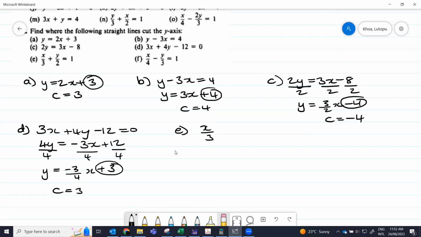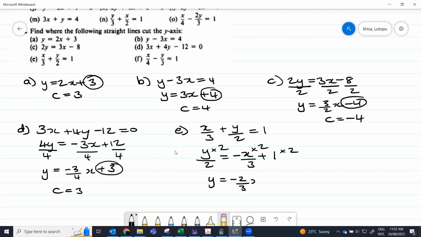Then x over 3 plus y over 2 is equal to 1. So first we have y over 2. This is minus x over 3 plus 1. Multiply everything by 2. So y is equal to minus 2 over 3x plus 2. This is our constant term, so c is 2.